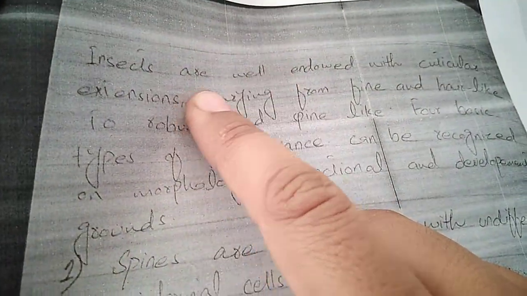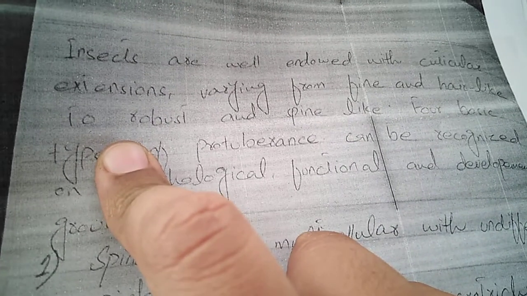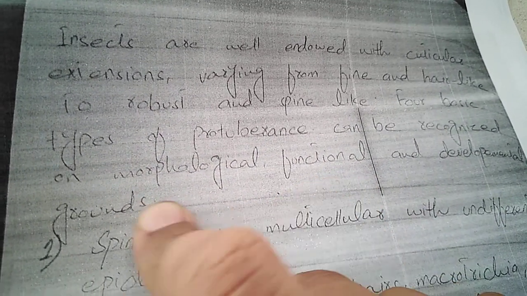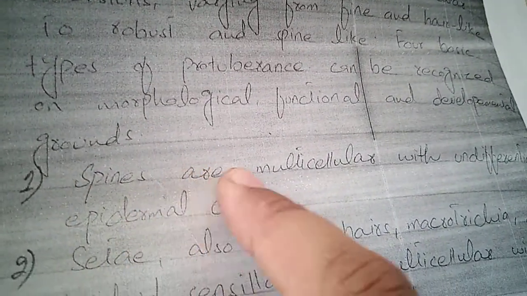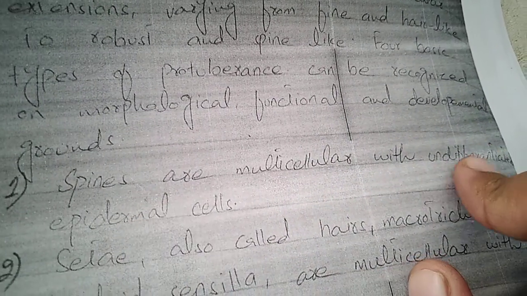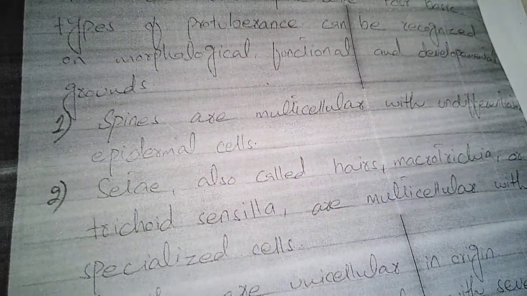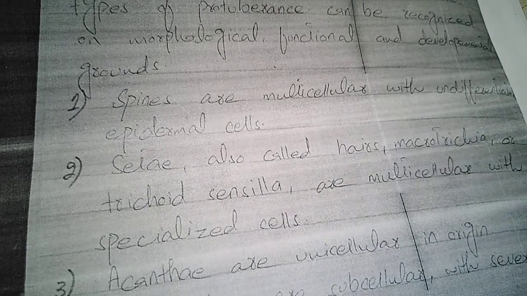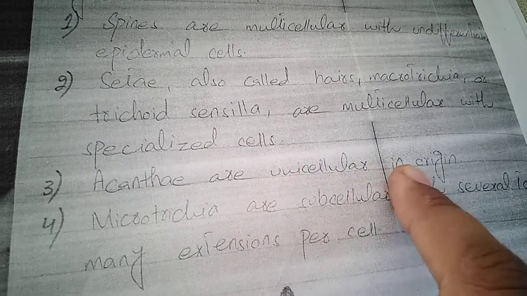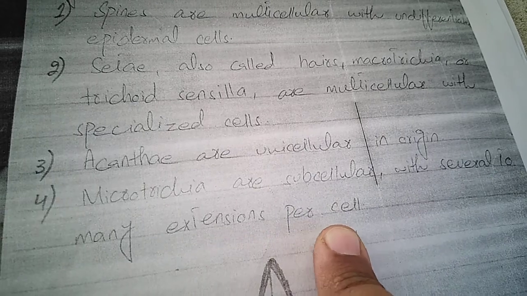Insects are well endowed with cuticular extensions varying from fine and hair-like to robust and spine-like. Four basic types of protuberance can be recognized on morphological, functional, and developmental grounds. Spines are multicellular, made up of more than one cell with undifferentiated epidermal cells. Epidermal cells are not differentiated here. Setae, also called hairs, macrotrichia or sensilla, are multicellular with specialized cells. Acanthae are unicellular in origin. Microtrichia are subcellular with several to many extensions per cell.